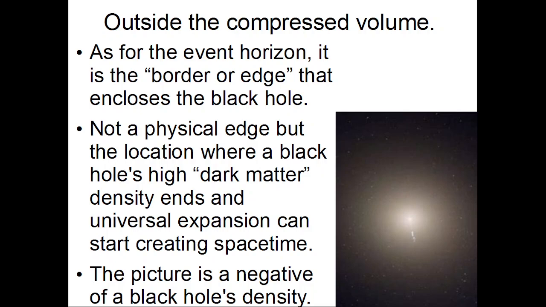As for the event horizon, it's defined not as a physical thing, but as the border or edge where the black hole ends and space begins. From my perspective, it's the location where a black hole's high energy dark matter density drops enough for universal expansion to start creating spacetime. The picture can be a visualization of a negative of space density around a black hole or a representation of gravity around a black hole.